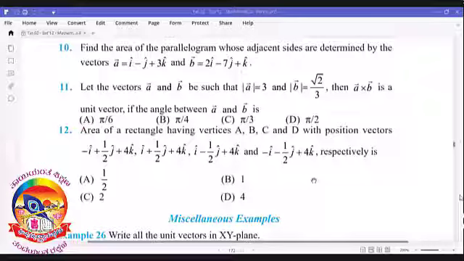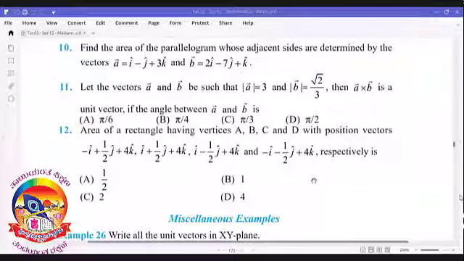What is the formula here? Mod A cross B can be written as mod A into mod B into sine theta is equal to 1. Instead of mod A cross B, I wrote mod A into mod B into sine theta. So what is mod A? 3, into what is mod B? Root 2 by 3, into sine theta is equal to 1. 3 and 3 get cancelled and sine theta is obviously equal to 1 upon root 2, where theta is equal to 45 degrees, which in radians is pi by 4 radians.